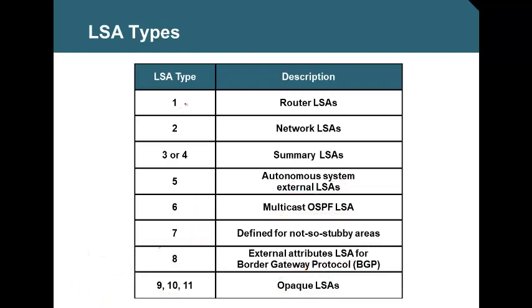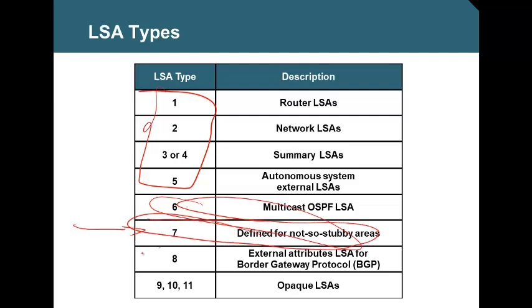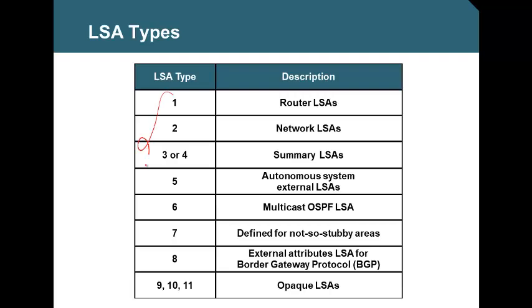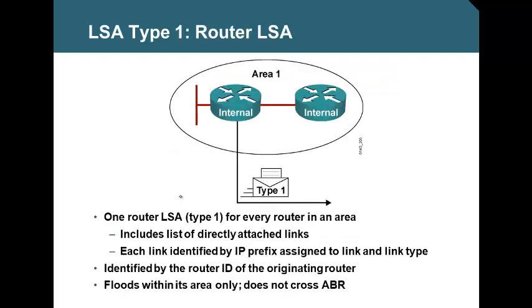You see type 1. As I told you, type 1 comes out from every router in an area. It carries all the prefix and link state information of directly connected networks along with the router ID, and it does not cross the area. It is flooded within the area only.